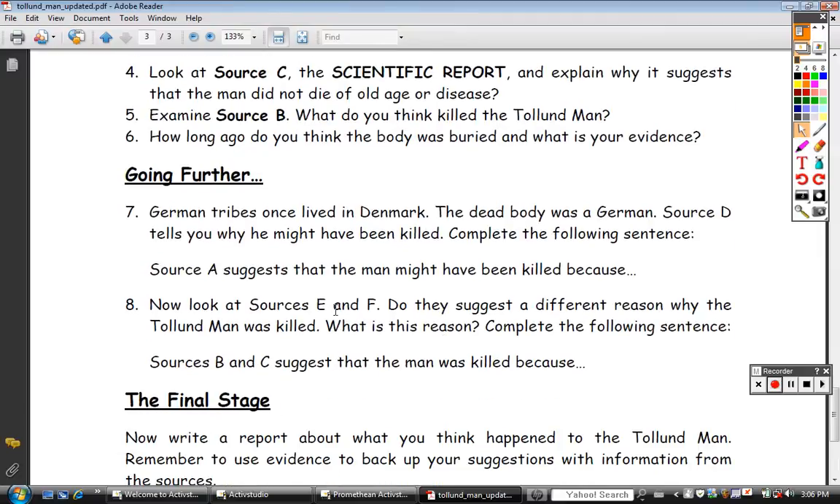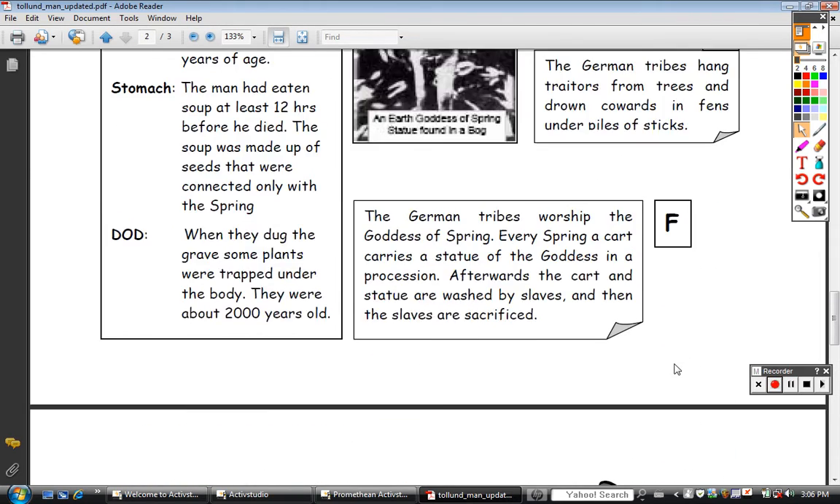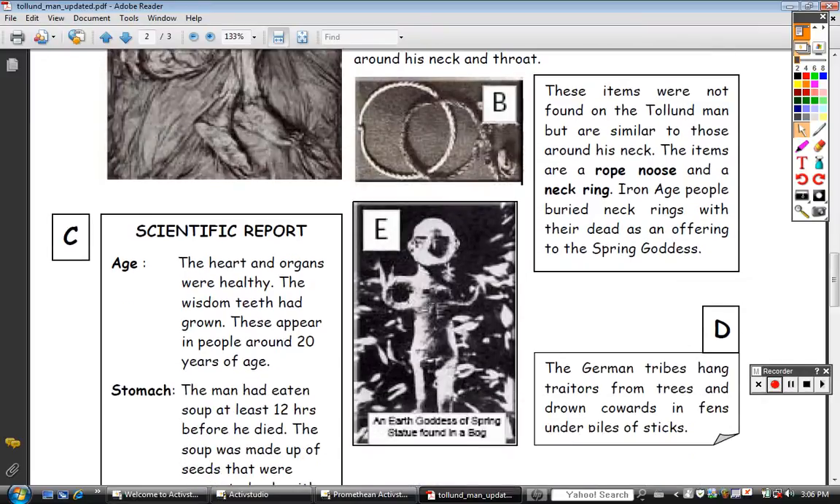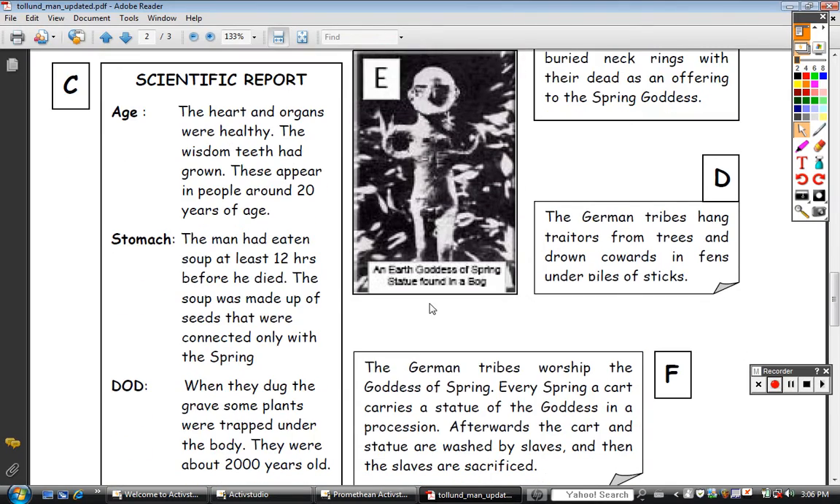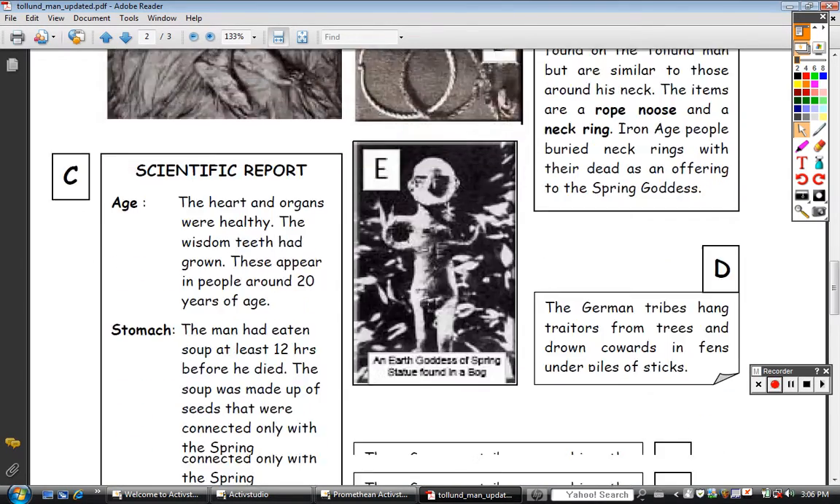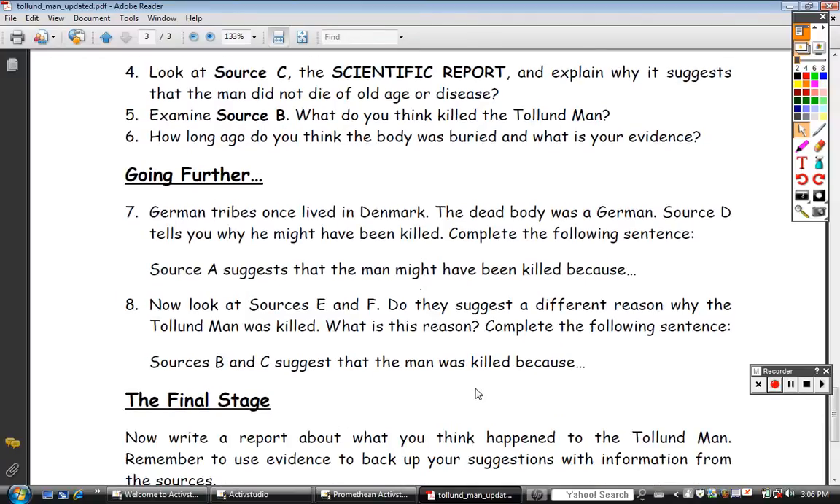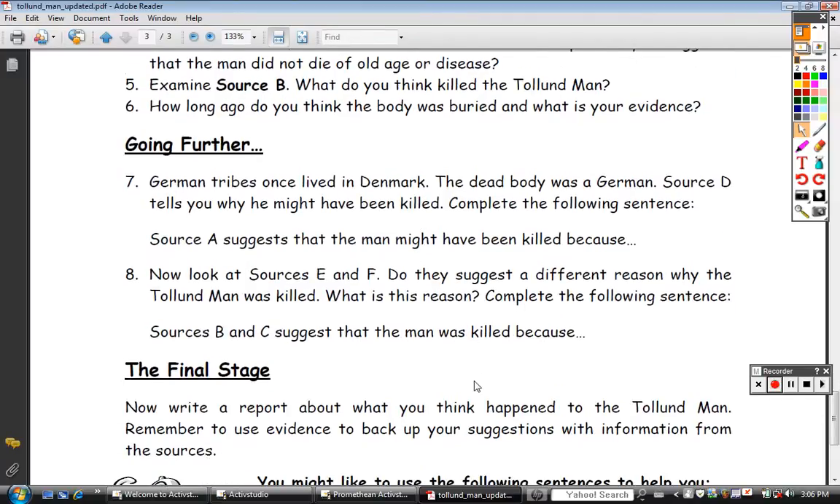So now look at sources E and F. Do they suggest a different reason why he was killed? What is the reason? If you look at B and C, this looks like he was strangled. C, he was a young man. So what deductions can you form? I would like you to think about this and record it in your humanities notebook.